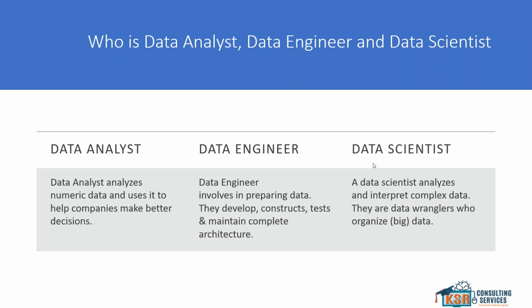So what does a data scientist do? He analyzes and interprets complex data. Generally, the data scientist handles a huge volume of data, who wrangles, meaning cleaning, performing, and organizing the big data. I mean to say, big data means data which contains a huge volume. We cannot measure such a volume of data. We cannot count it also.